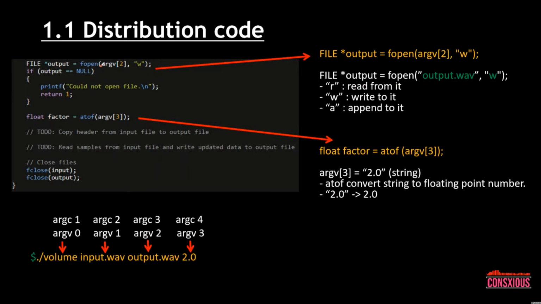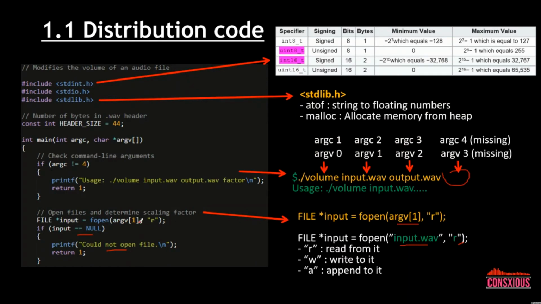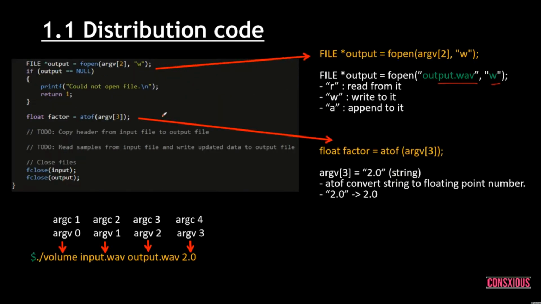The same goes for the output file. We declare an output pointer, and open argv[2], which is the output.wav, and we write to it. You can notice that we open the input for reading, and the output is for writing. So both are slightly different. If unable to open the output, we just print this statement.